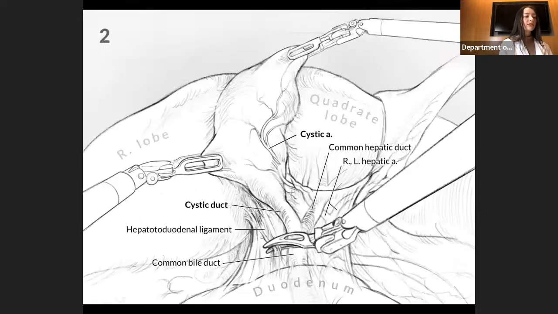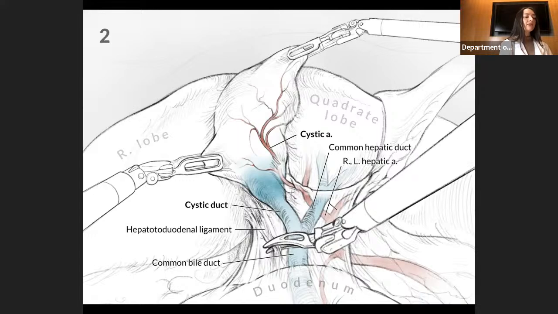Figure 2 shows the surgical view of the procedure. Our view here is in the abdomen facing the patient's right shoulder. The fundus of the gallbladder has been retracted to reveal the underside of the liver. Relevant anatomy is ghosted in, which includes the cystic duct and cystic artery.